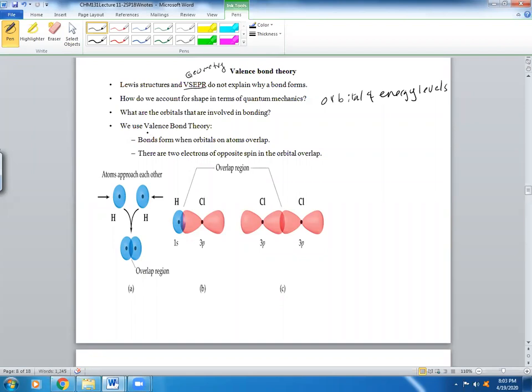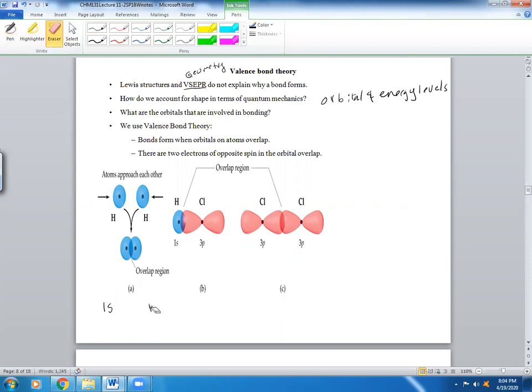So valence has to do, again, with the outer shell. And of course, bonding is, again, the sharing of a pair of electrons, or more in terms of double and triple bonding. So it says bonds form when orbitals on atoms overlap, and there are two electrons of opposite spins in the orbital overlap. Here it is. If you remember, for hydrogen and hydrogen, we have a 1s1 and a 1s1.